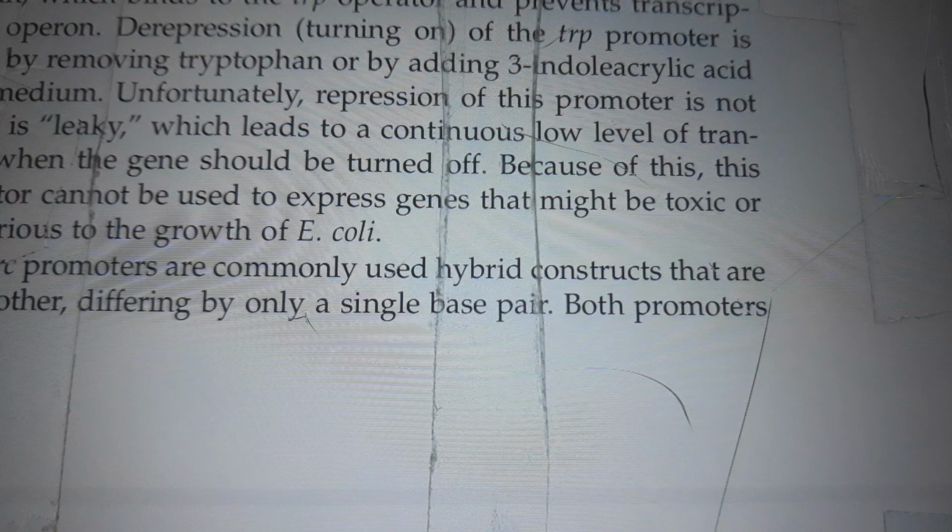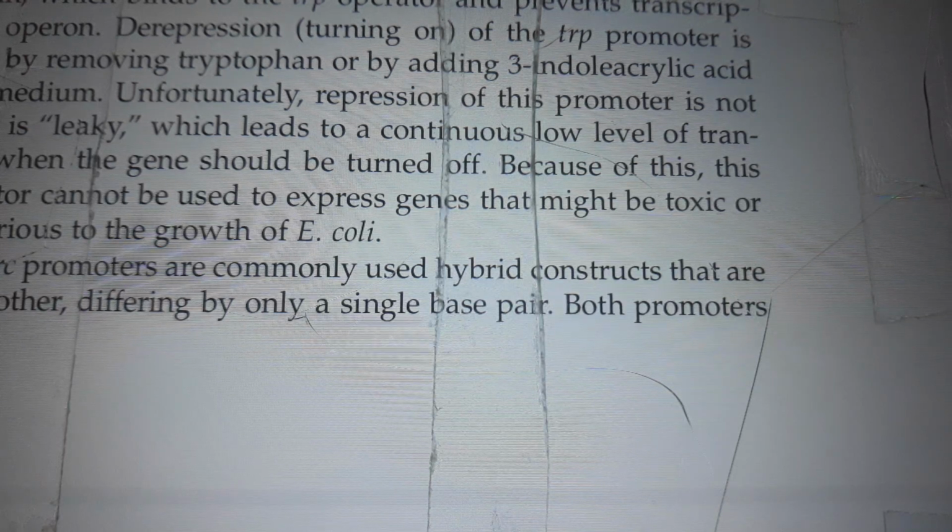It is leaky, which leads to a continuous low level of transcription even when the gene should be turned off. Because of this, the trp promoter-operator cannot be used to express genes that might be toxic or otherwise deleterious to the growth of E. coli. The tac and the trc promoters are commonly used hybrid constructs that are similar to one another, different by only a single base pair.